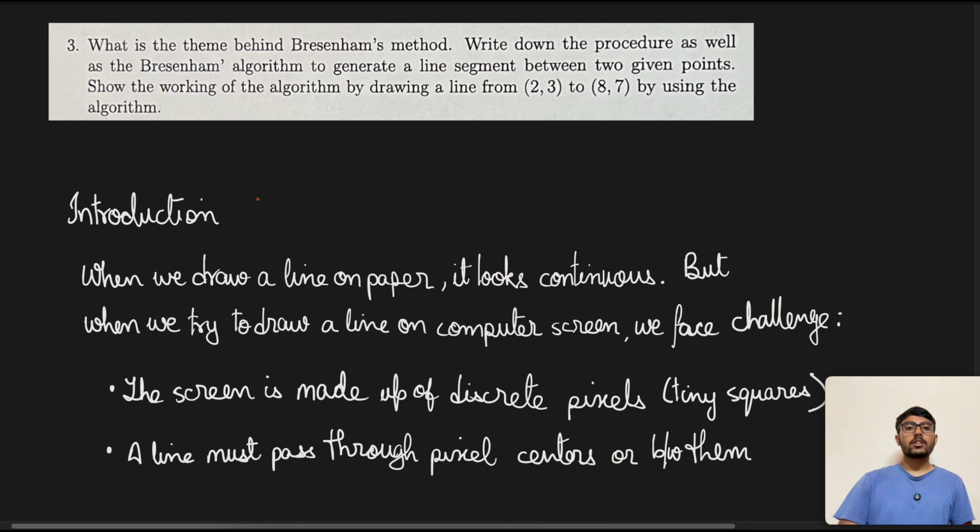Today we are going to discuss Bresenham's algorithm and how we can use it to draw a straight line. So, let's read the question first. What is the theme behind Bresenham's method? Write down the procedure as well as the Bresenham's algorithm to generate a line segment between two given points, showing the working of the algorithm by drawing a line from 2,3 to 8,7 by using the algorithm.